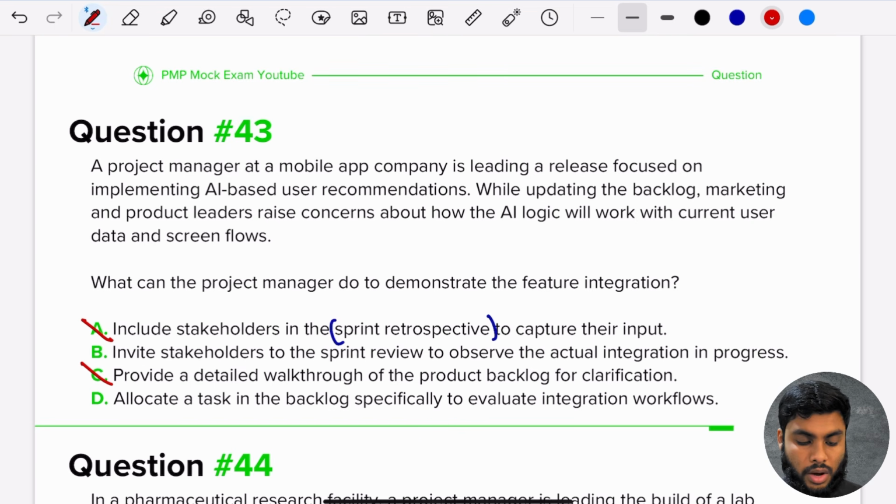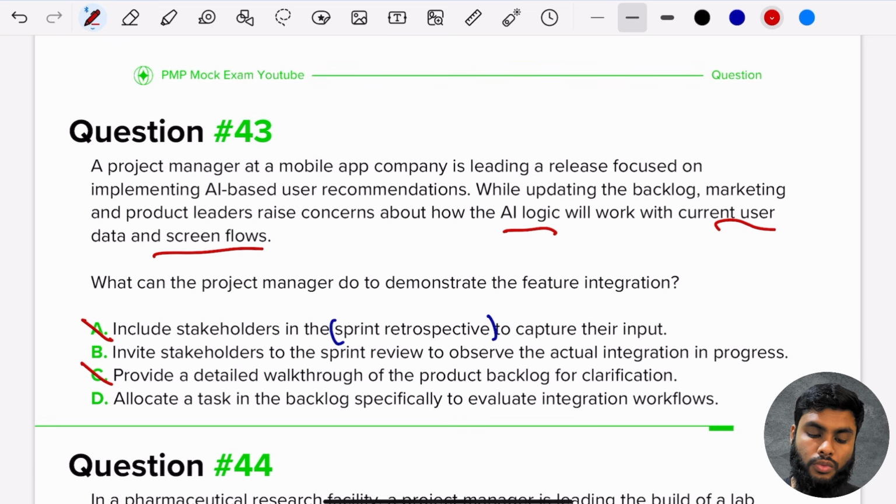Allocate a task in the backlog specifically to evaluate integration workflows. Okay, let's read this question now. So a PM at a mobile app company is leading a release focused on implementing AI. Great. While updating the backlog, the marketing and product leaders raise concerns about how AI logic will work with current user data and screen flows. Problem statement is simple. These individuals don't know how AI is going to integrate.